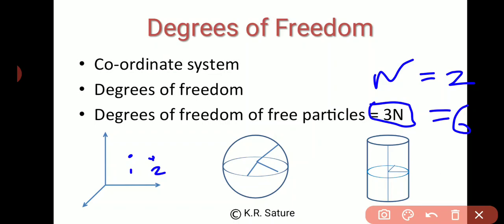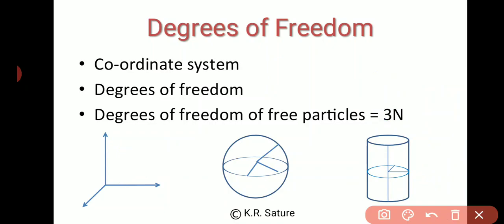So it means that if there are 2 particles, there are 6 degrees of freedom, meaning it can move in 6 independent directions, considering the 3 coordinates of each of the particles. So similarly, if there is a complex system with a number of particles, then the degrees of freedom are given by 3 into n. If there are 100 particles, then the degrees of freedom is 300. So that's how this formula came.